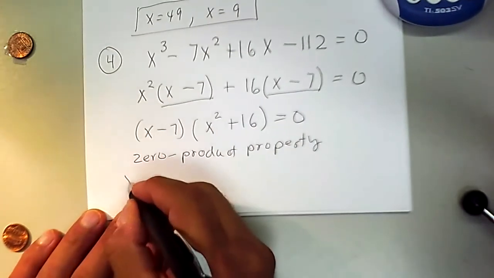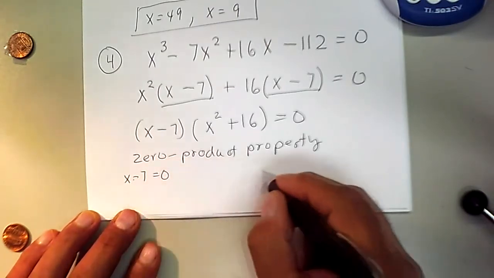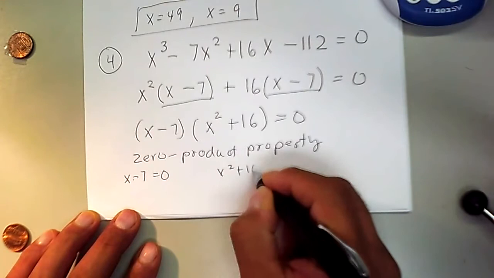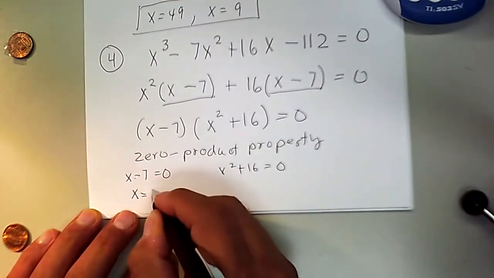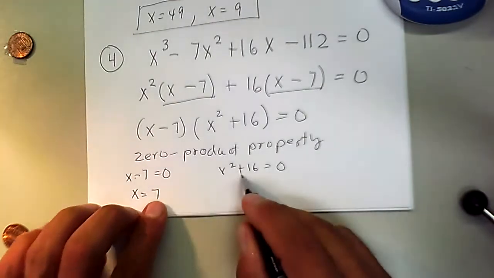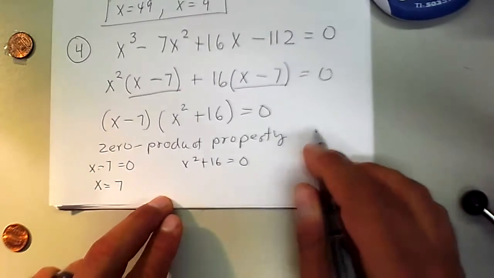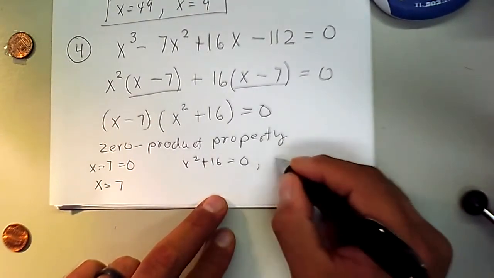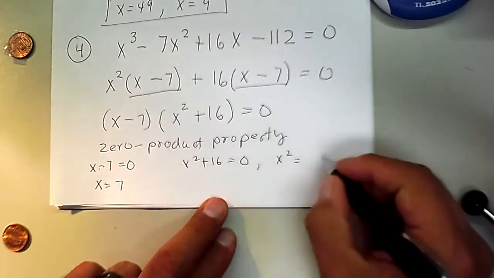Okay, so on one hand, x minus 7 is equal to 0. On the other hand, x squared plus 16 is equal to 0. From here, 7 is one of the solutions. In this case, what I'm going to do is write this next to it. X squared equals, I'm going to subtract 16 from both sides of the equation.